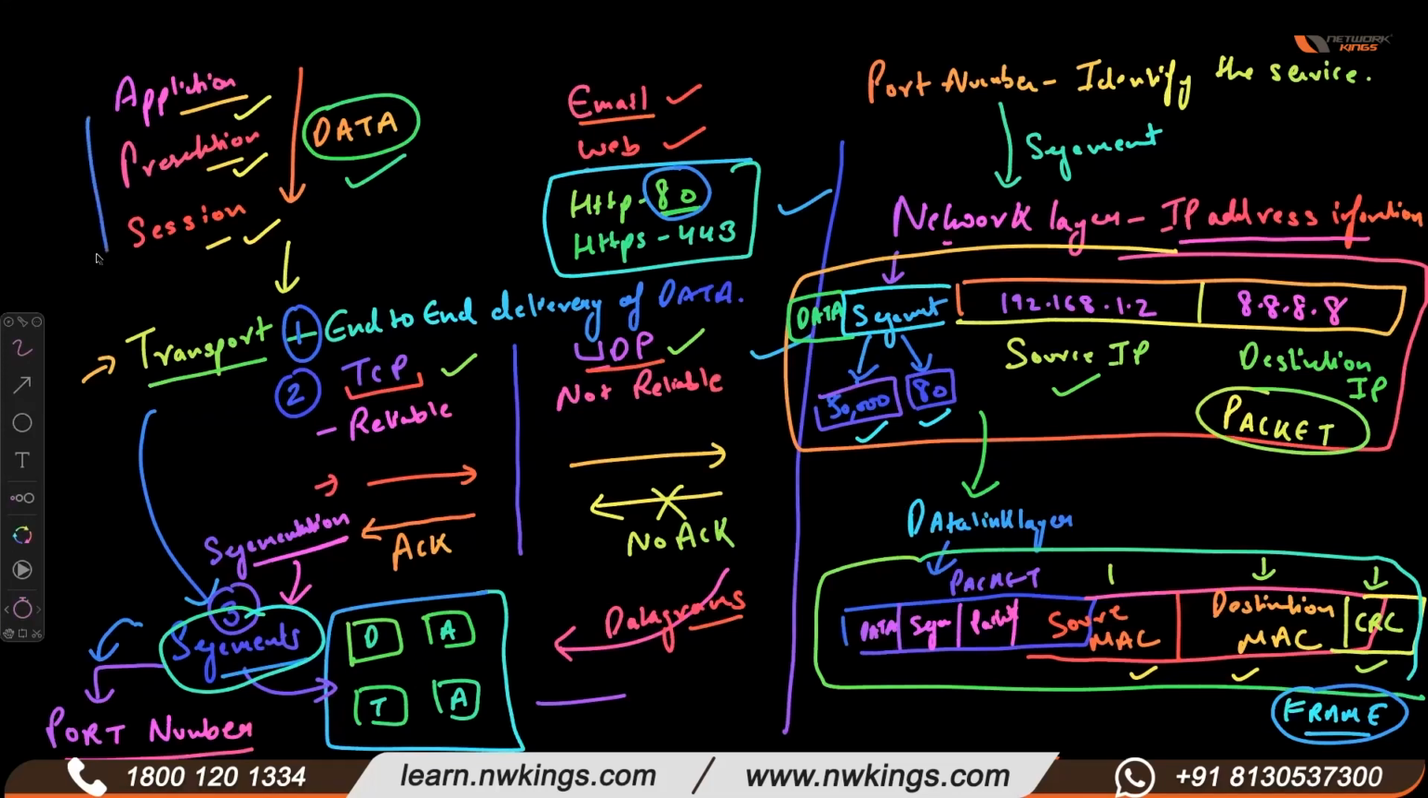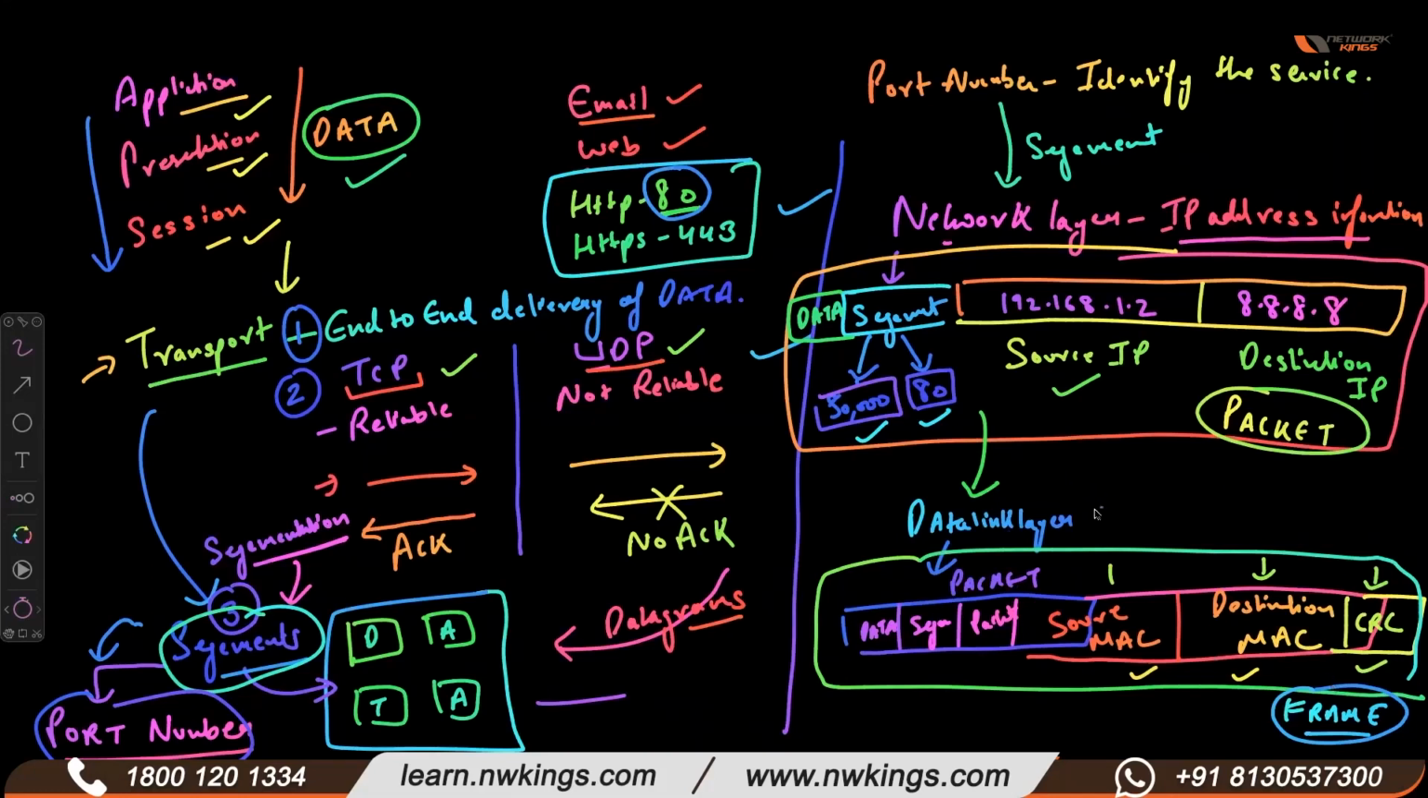So when we send data from here, the transport layer divides the data and adds the port number. When the data goes to the network layer, it adds the IP address. The network layer sends the data to the data link layer, and the data link layer adds the MAC address.